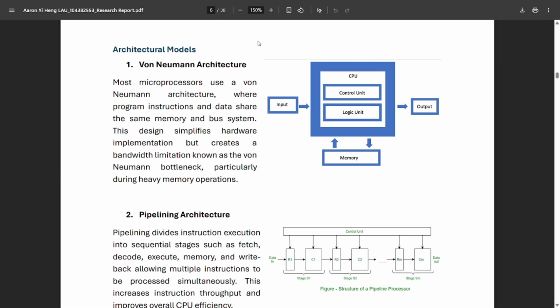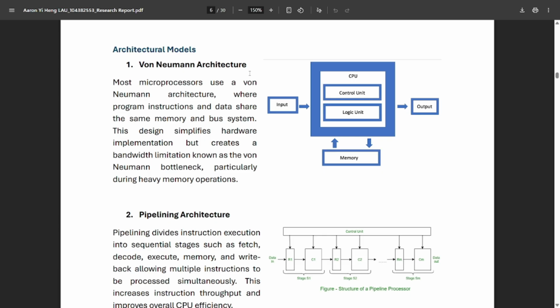Modern microprocessors also rely on several architecture techniques to boost their performance. These include pipelining, caching, parallel execution, superscalar design, and out-of-order execution. All of these work together to reduce delay and allow processors to execute more instructions in less time. In the architecture section of my report, I highlight three important architecture models. The first is von Neumann architecture.